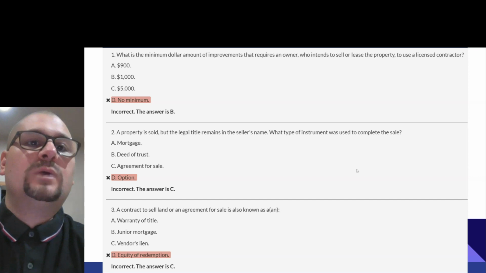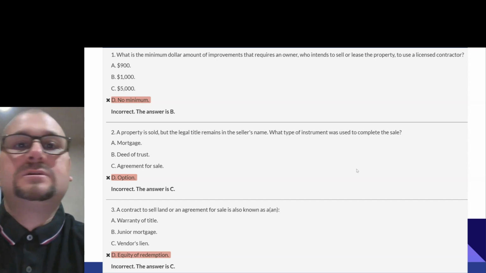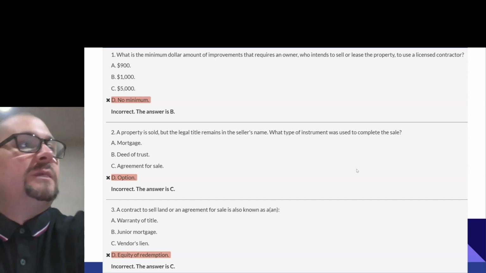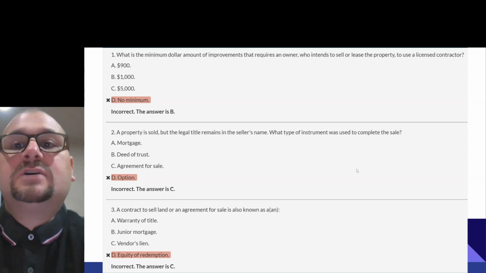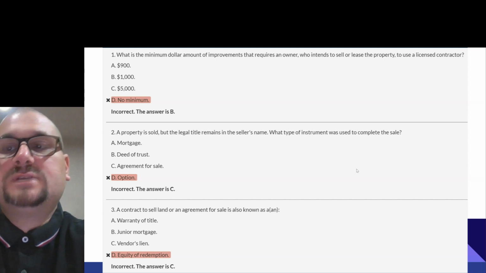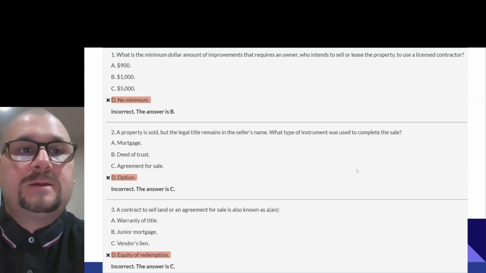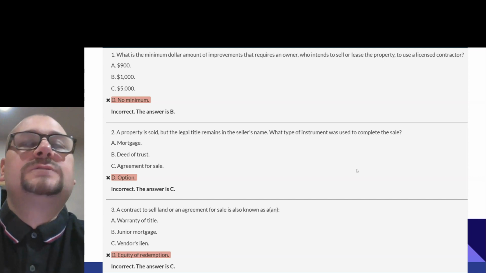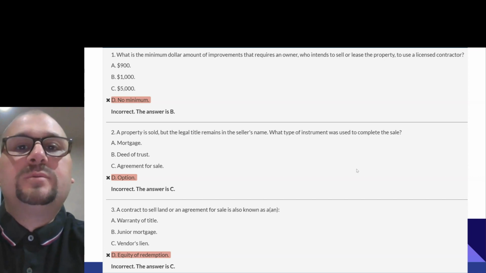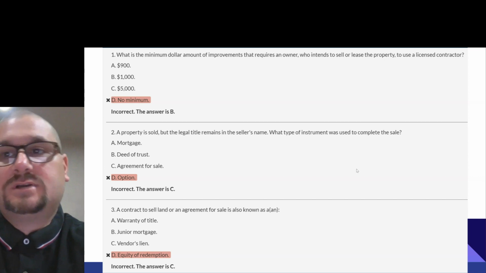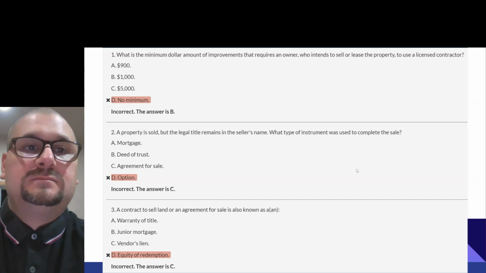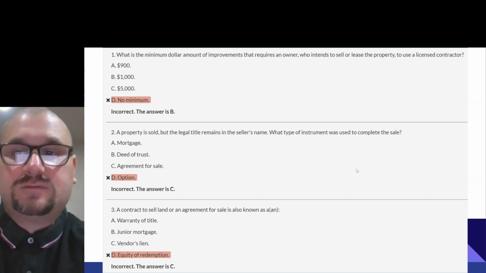Number one, what is the minimum dollar amount of improvements that requires an owner who intends to sell or lease the property to use a licensed contractor? So it's $1,000. Bravo. $1,000 is the minimum amount of improvements that requires an owner who intends to sell or lease the property to use a licensed contractor. So you need about $1,000 of improvements.